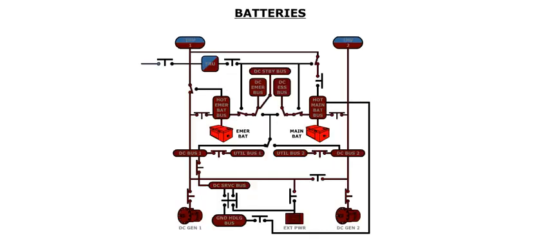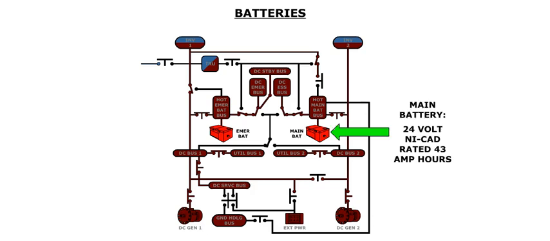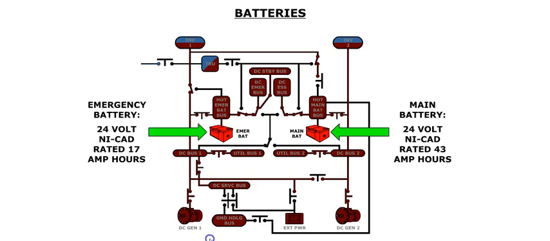There are two batteries on the aircraft. One battery is called the main battery, and the other is called the emergency battery. The main battery is a 24-volt NiCad battery which is rated at 43 amp-hours. The emergency battery is a 24-volt NiCad battery that is rated at 17 amp-hours.